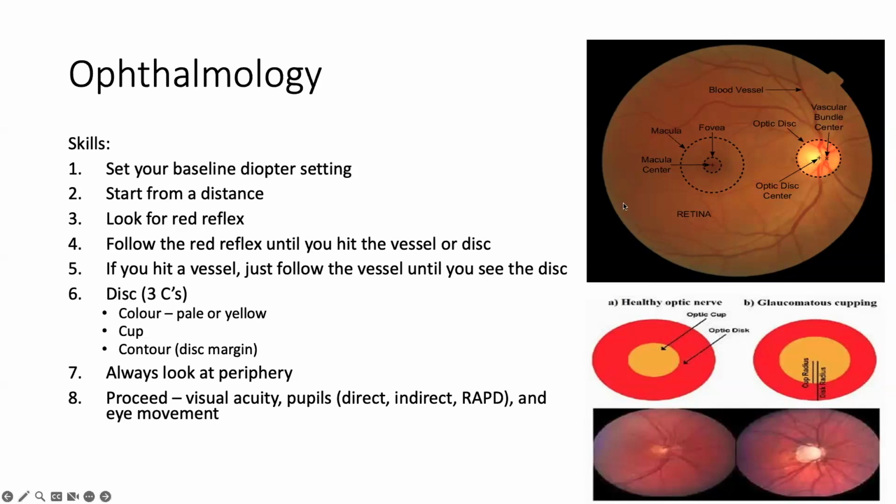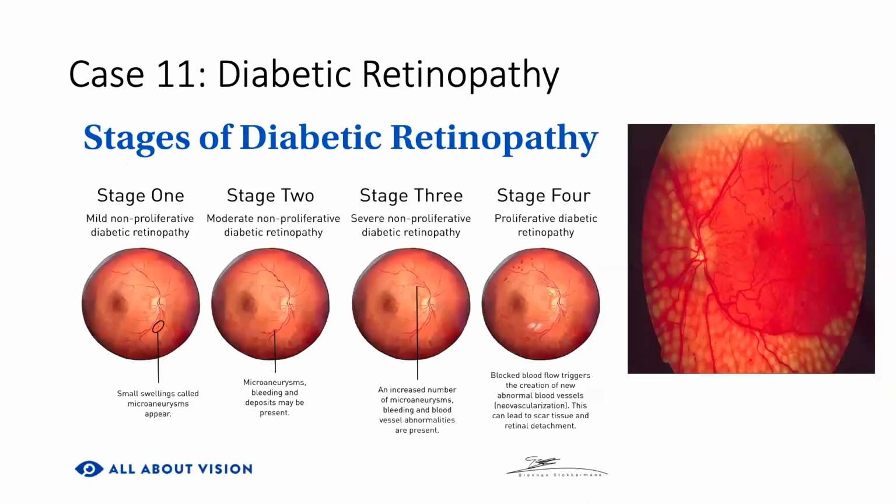We also want to look at the periphery, because there are a lot of pathologies that might come up in your PACES that are not directed to the disc, but rather at the periphery of the retina. So always try to look for it. For example, cases of retinitis pigmentosa, or patients with panretinal photocoagulation in diabetic eye disease. They have changes at the periphery. You want to proceed from there, looking at their visual acuity, pupils, direct, indirect, and RAPD, and eye movements as well, and move from there on to other miscellaneous diseases.